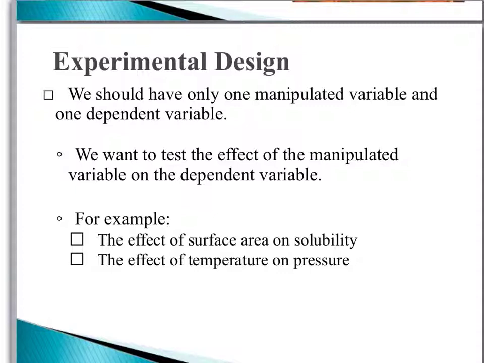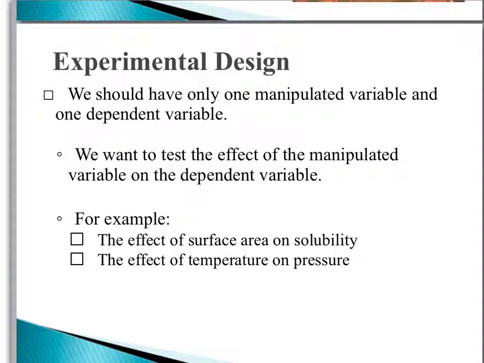The dependent variable then is what we're looking for when we change that independent variable, what we manipulate. When we change that, what happens to the dependent variable? And oftentimes the dependent variable is the test. What are we trying to measure? What is it that we're looking at? And what values do we want for that?